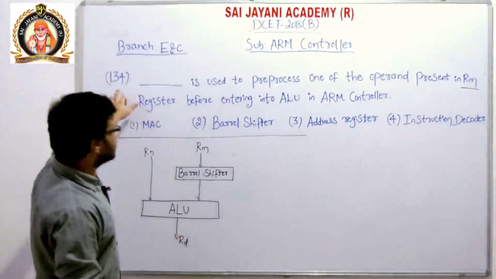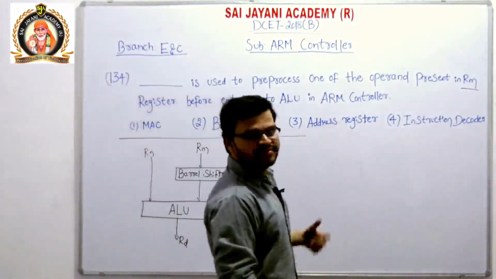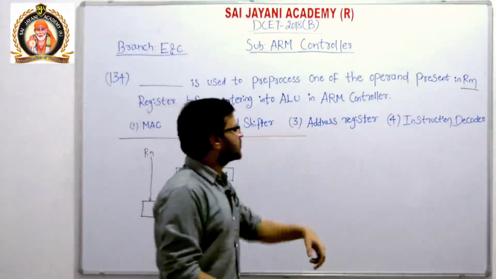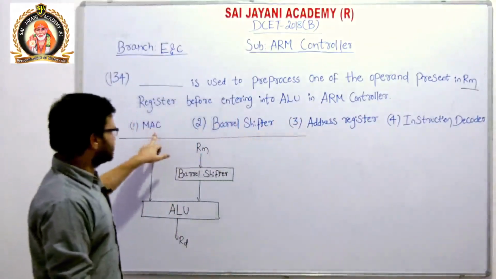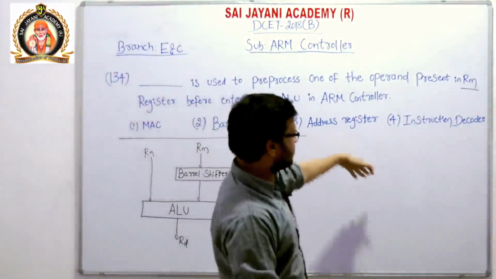Question number 134: Dash is used to pre-process one of the operands present in the ARM register before entering into the ALU in the ARM controller. The options are given below. The first one is MAC, the second one is barrel shifter, the third one is address register, and the fourth one is instruction decoder.